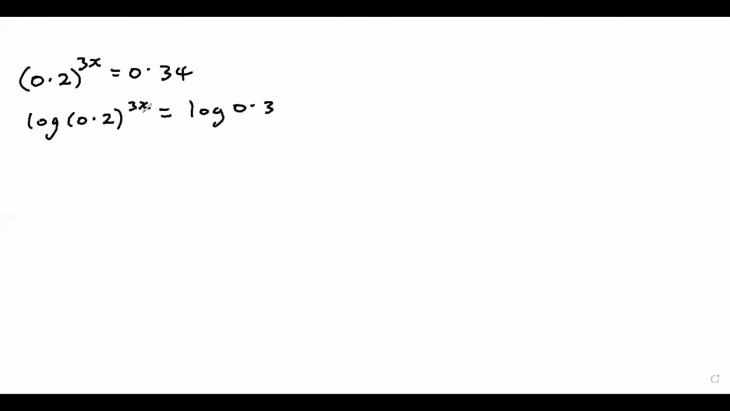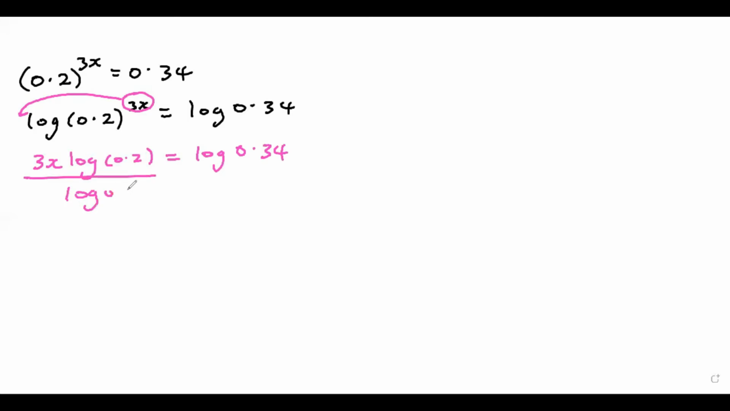Another example, let's say we have 0.2 to the 3x is equal to 0.34. Again, we log both sides. So it's log 0.2 to the 3x being equal to log 0.34. And again, the power goes to the forefront. So we have 3x log 0.2 equal to log 0.34. So divide both sides by log 0.2 because we're trying to get x by itself.